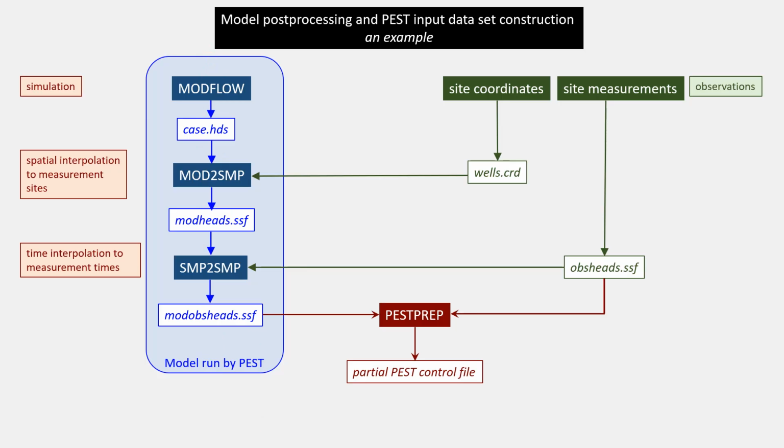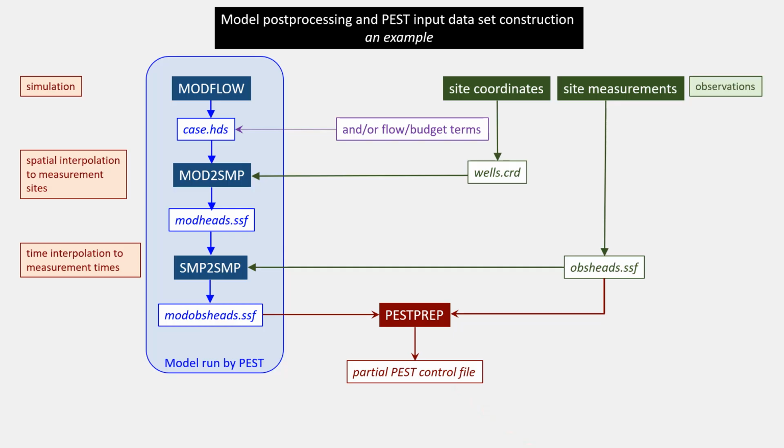We can then use a program, for example PEST prep, to build what I'm calling a partial PEST control file. This is that part of a PEST control file which takes care of all the observations, the observation data section, the observation group section. It lists the measured values of observations, the names of observations. It also writes an instruction file to read the model generated counterpart to field measured observations. All that's taken care of in this process.